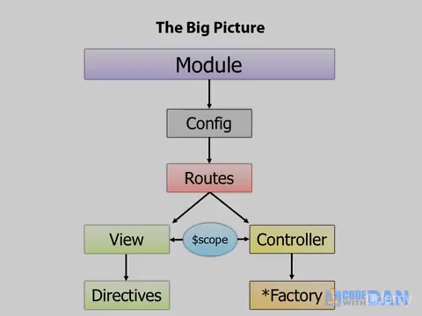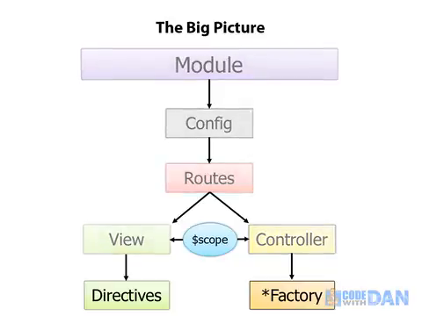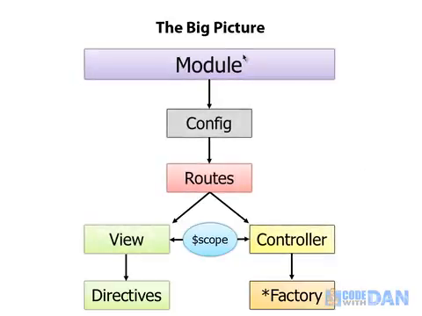Now from a big picture standpoint, we're really going to talk about just about everything on this diagram, everything towards the top anyway. So we'll talk about modules, how we can use a module to configure routes. A route you'll see consists of a path, a view, and a controller at a minimum.